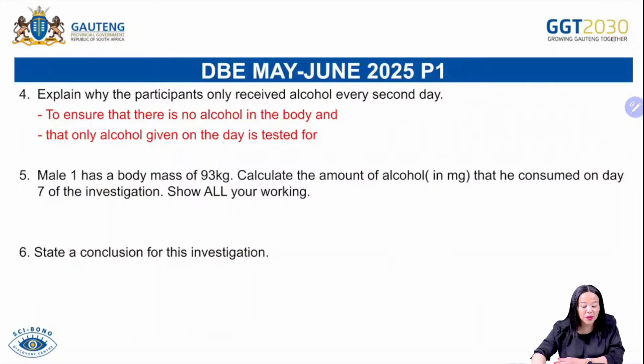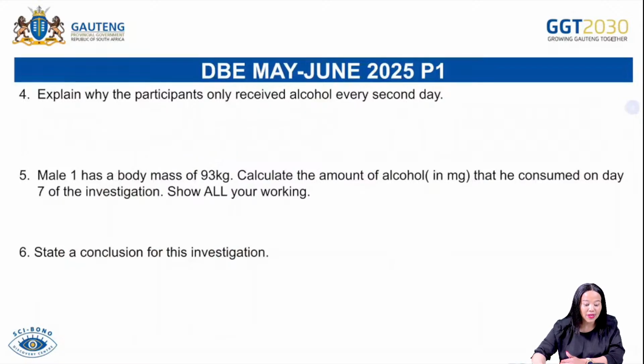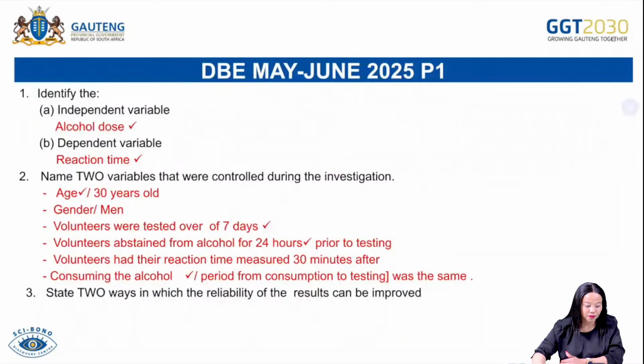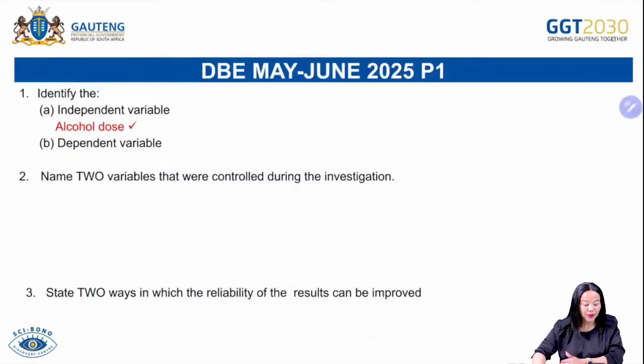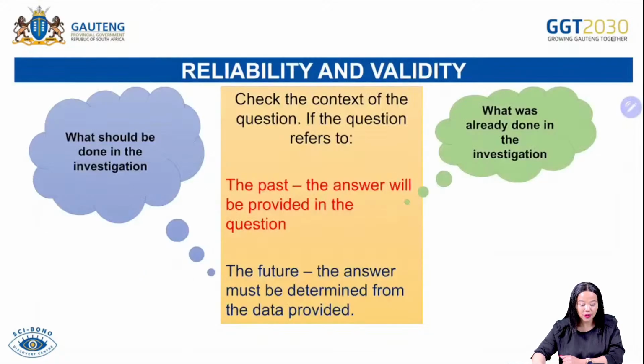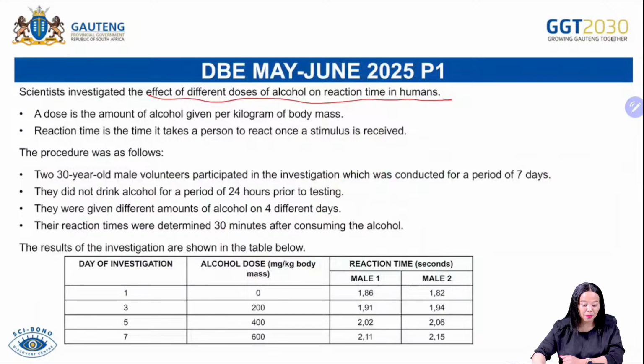Male 1 has a body mass of 93 kilograms. Calculate the amount of alcohol that he has consumed on day 7. Then you go back to the table. Let's quickly go back to the table. If you look at the table that we're provided with, you can clearly see that on day 7, the alcohol dose was 600 milligram per kg.